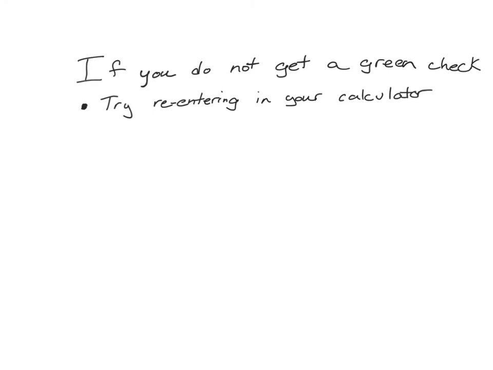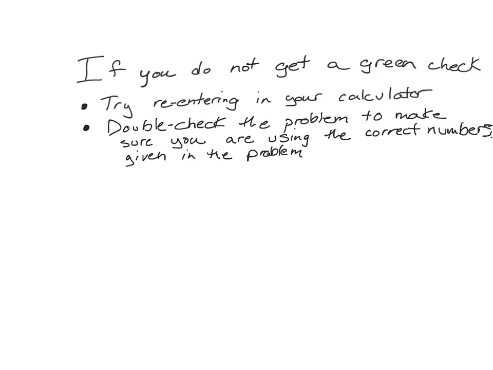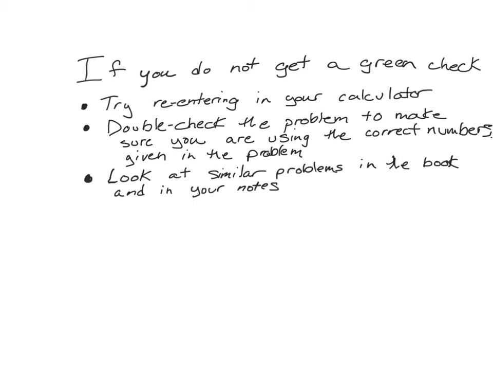If you do not get a green check, first try just re-entering the numbers in your calculator. Double check the problem to make sure you are using the correct numbers that are given in the problem. So most of the problems that you're going to be doing are what you would think of as word problems. So you're going to want to make sure that you've identified the correct numbers in the problem that you need to use. Look at similar problems in the book and in your notes and refresh your memory as to how we did those. And then if you're still stuck, ask for help.